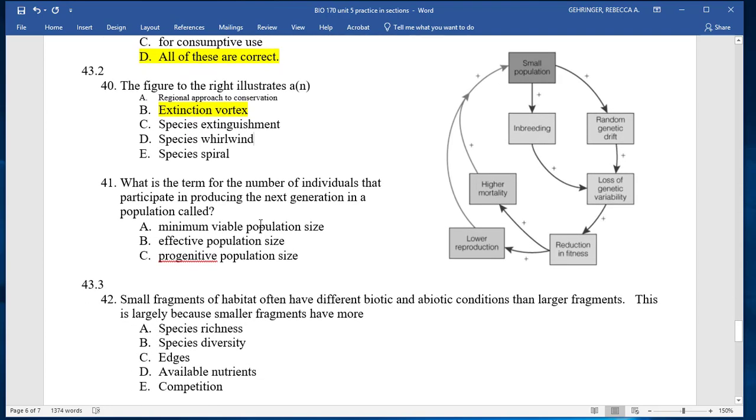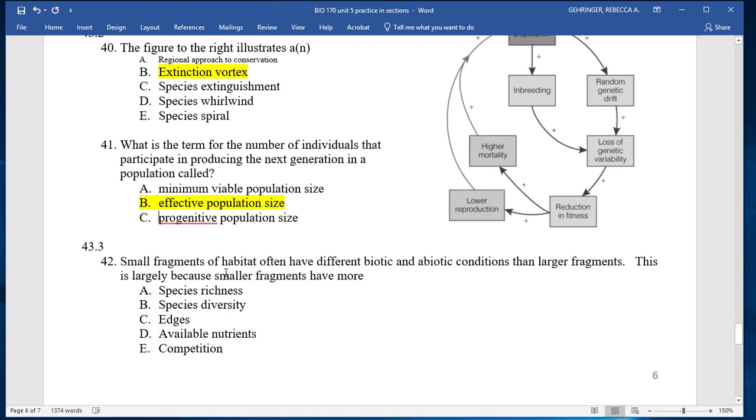So 41 then, what is the term for the number of individuals that participate in producing the next generation in a population? That is your effective population size. Because if they're the only ones that are generating the next generation, that's effectively the size of your population.